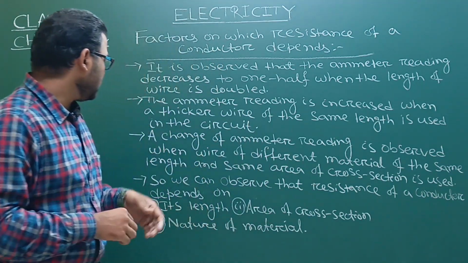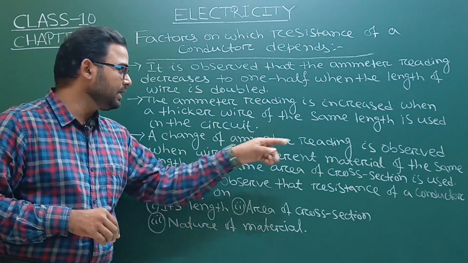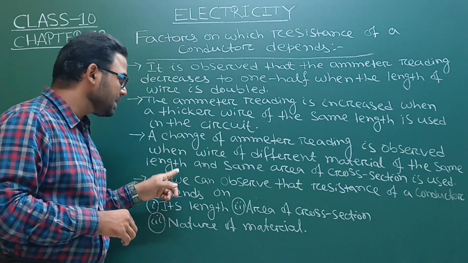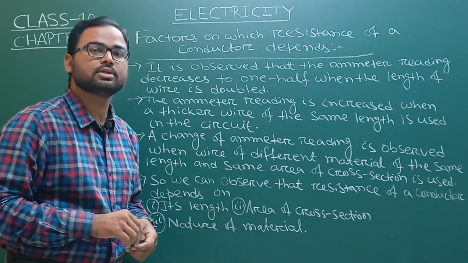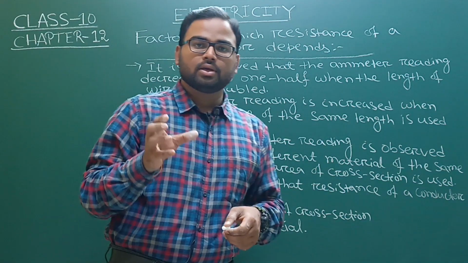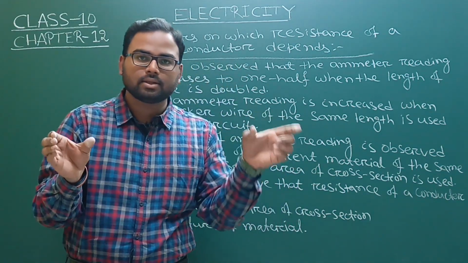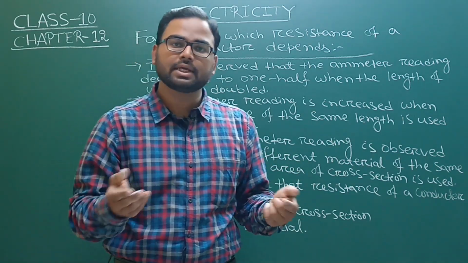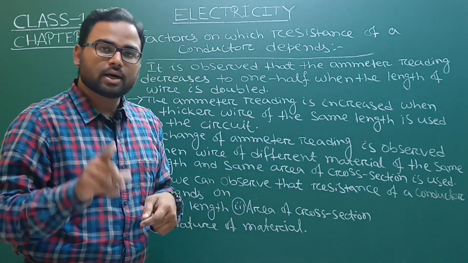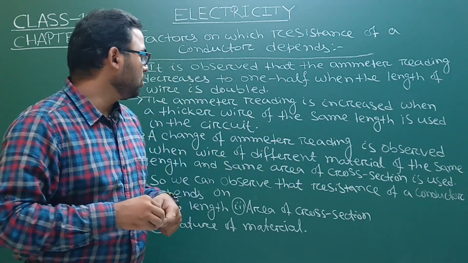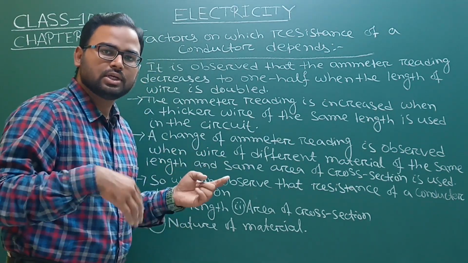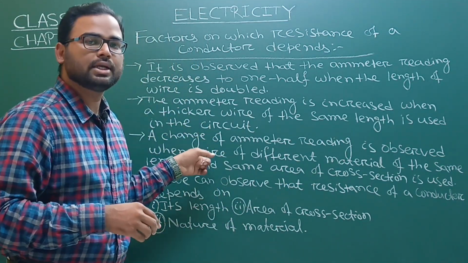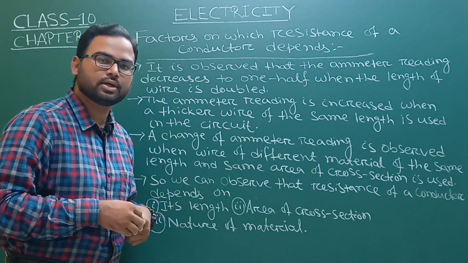Okay. Then a change in ammeter reading is observed when a wire of different material with the same length and same area of cross section is used. If we hold the area and the length the same but use a different material of wire, then the current or ammeter reading also changes, because different materials have different resistivity. That's why the ammeter reading changes for different materials of wires.